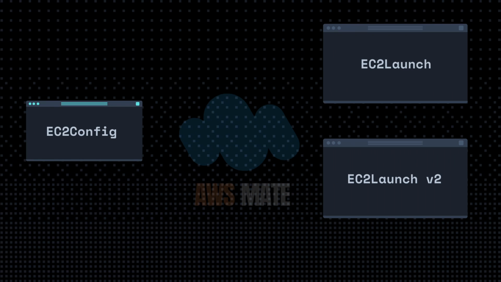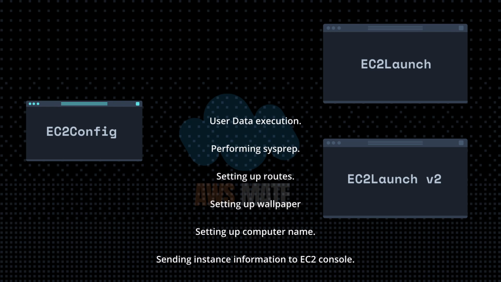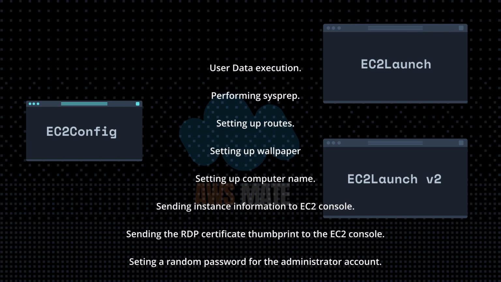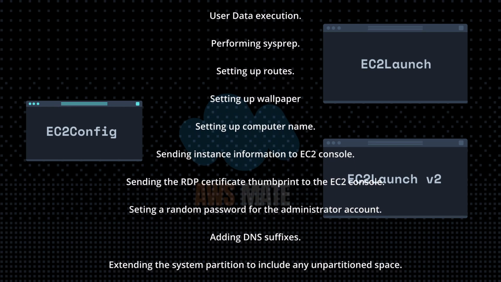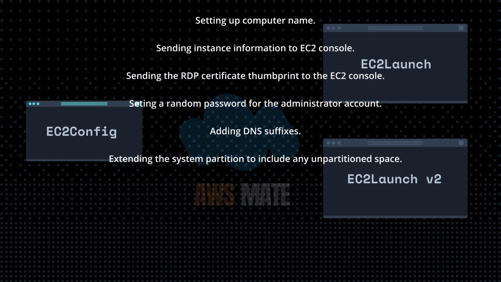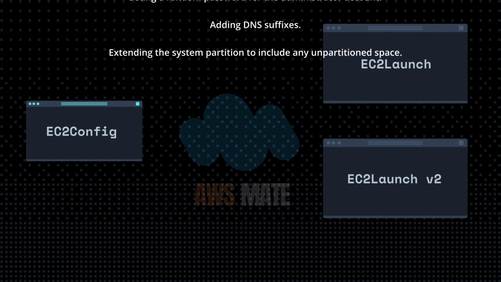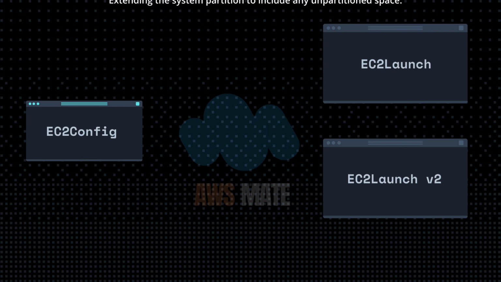Each EC2 instance has the EC2Config or EC2Launch tool installed. AWS uses these tools to manage the instances and perform some specific tasks, such as execution of the user data, performing Sysprep, setting routes to reach the metadata, setting up the computer name, setting up a wallpaper that renders information about the instance, sending instance information to the EC2 console, sending the RDP certificate thumbprint to the EC2 console, setting a random password for the administrator, and so on and so forth.